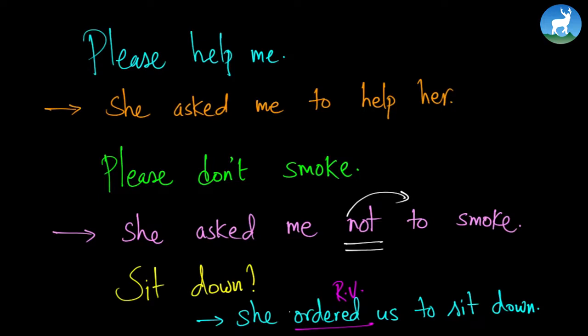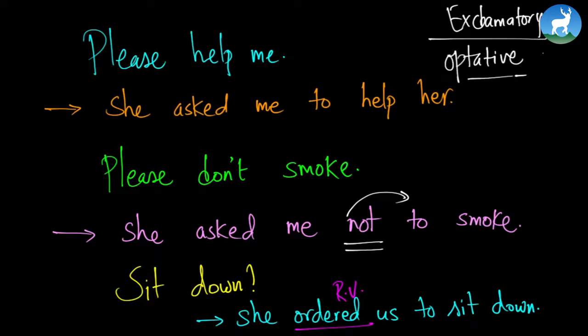Now, finally, let me talk about something called time expressions. I am leaving exclamatory as well as optative sentences because these sentences are not included in your course curriculum. So I am leaving them. You can always self-study. So if you are so much interested in learning about direct and indirect speech, obviously you can do a bit of self-study here.